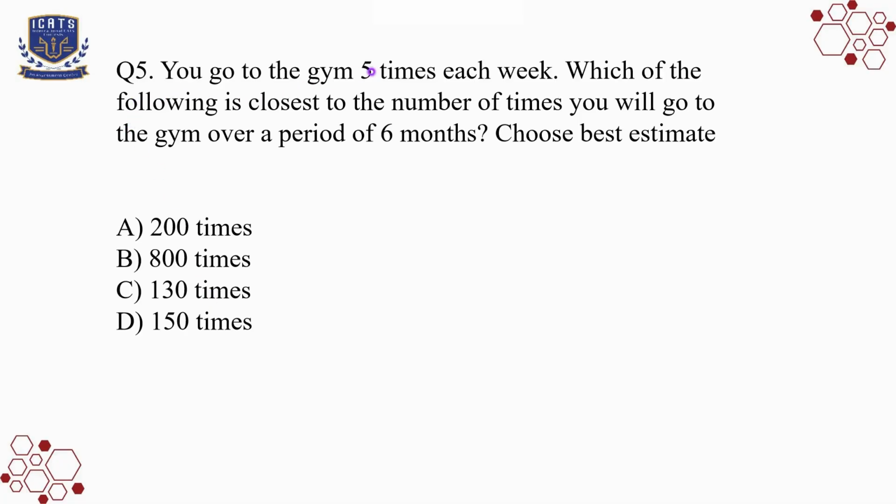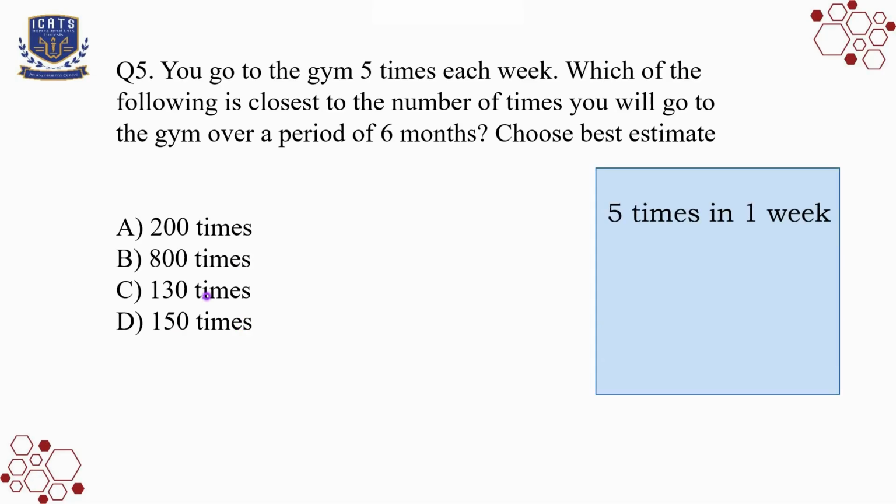Question number 5. You go to the gym 5 times each week. Which of the following is closest to the number of times you will go to the gym over a period of 6 months? Choose best estimate. Option A is 200 times, option B is 800 times, option C is 130 times, and option D is 150 times.